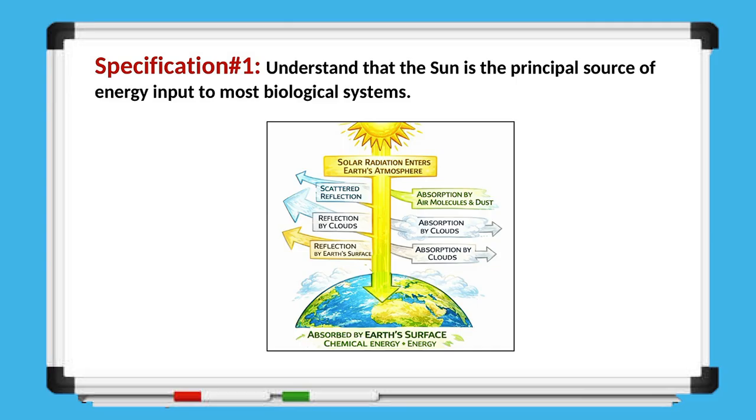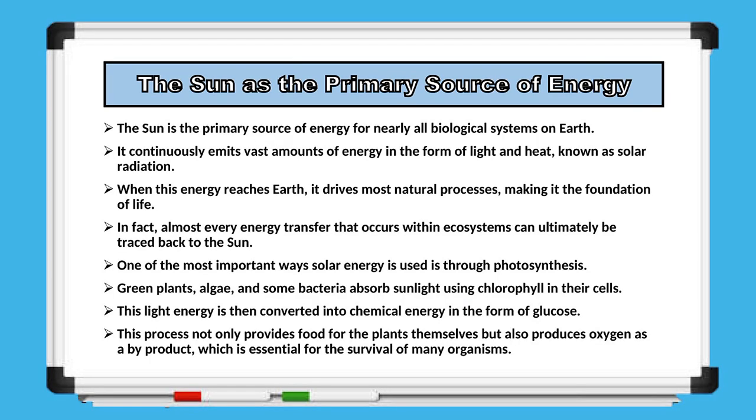So, we begin with specification number 1, which states that we should understand that the sun is the main source of energy input for most biological systems. To understand this, we look at the sun as the primary source of energy for life on Earth. The sun continuously releases vast amounts of energy in the form of light and heat, which is known as solar radiation. When this energy reaches the Earth, it becomes the driving force behind almost all natural processes. In fact, nearly every energy transfer that takes place in ecosystems can ultimately be traced back to the sun.